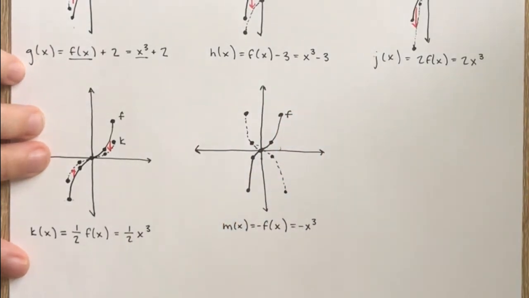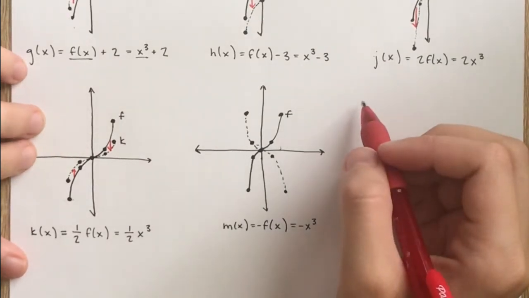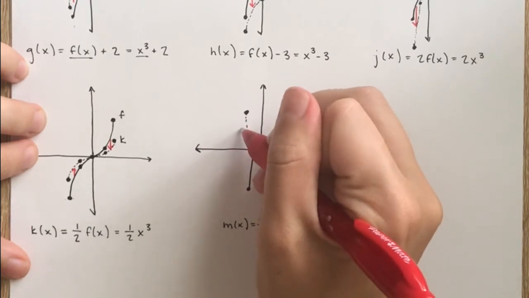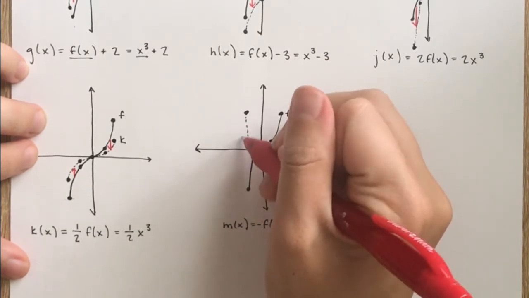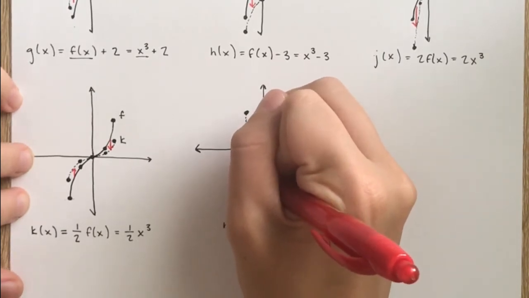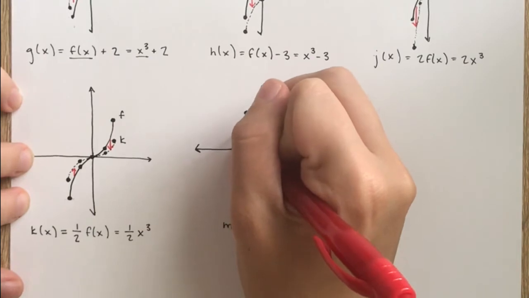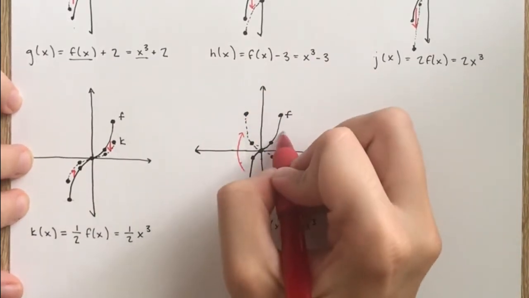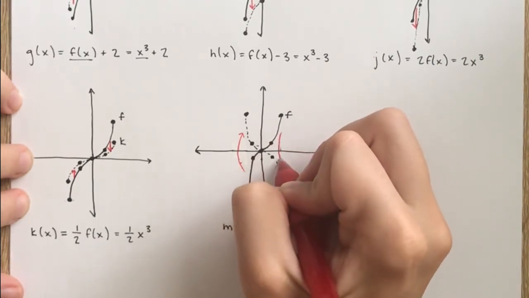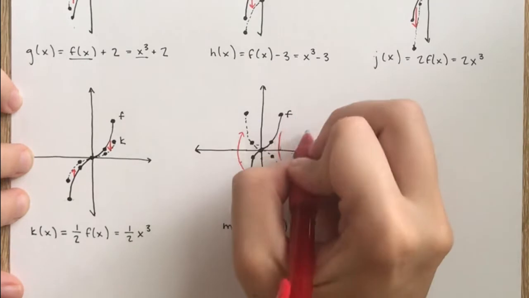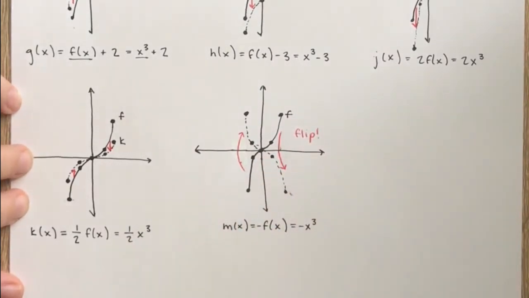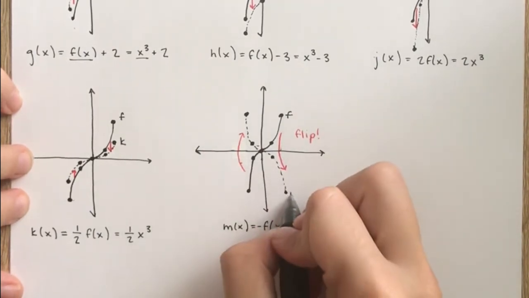And what has happened here? It's a little bit difficult to tell, but we have flipped, right? This is a flip over the x-axis. So this guy has flipped up here. And this part has flipped over here. So we've flipped to get this new function m.